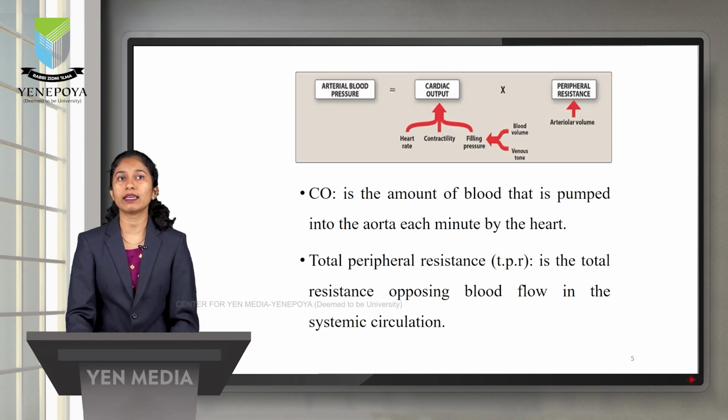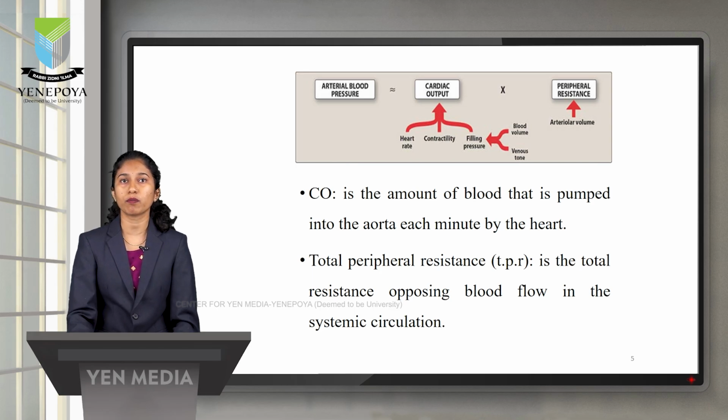So here the arterial blood pressure is approximately equal to cardiac output into peripheral resistance. Cardiac output is the amount of blood that is pumped into the aorta each minute by the heart. This cardiac output mainly depends on heart rate, that means how fast our heart beats. The faster the heart rate, the more blood is pumped and therefore BP increases. And contractility, that means how strongly our heart squeezes. Stronger squeezing means more blood is pumped and as a result BP increases.